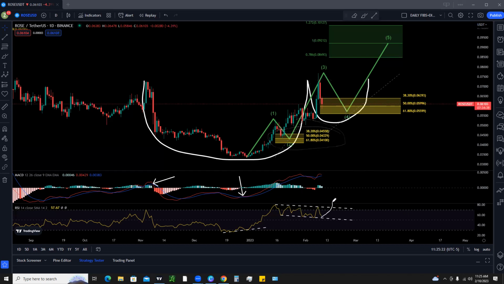Now, if we break out of this bearish divergence trend line, or we are able to stay in the upper half of this channel here, that would coincide with us possibly heading up to hit our bullish price targets, along with the cup and handle breakout and a 5-wave impulsive structure.